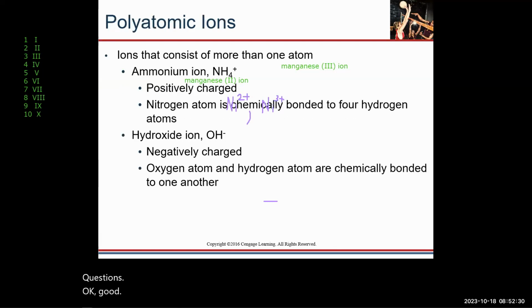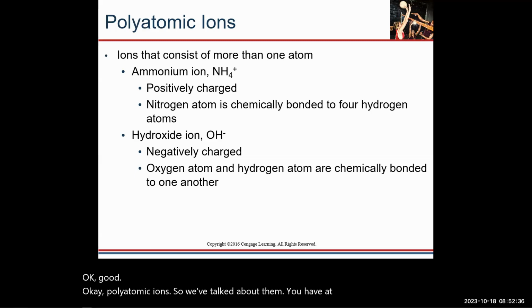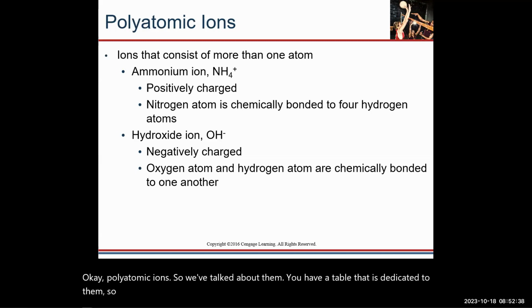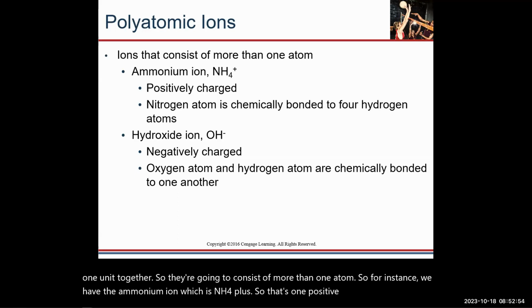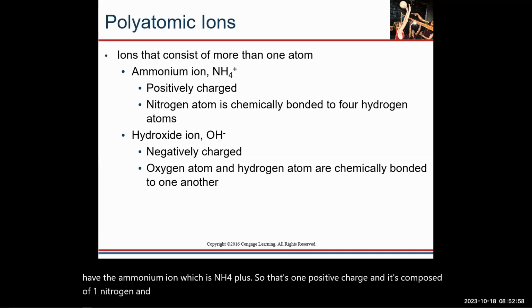Okay, polyatomic ions. So we've talked about them. You have a table that is dedicated to them. Polyatomic ions are just like any other ion, only they're acting as one unit together. So they consist of more than one atom. For instance, we have the ammonium ion, which is NH4 plus. That has one positive charge, and it's composed of one nitrogen and four hydrogens. They're working together. That charge is on that whole compound.